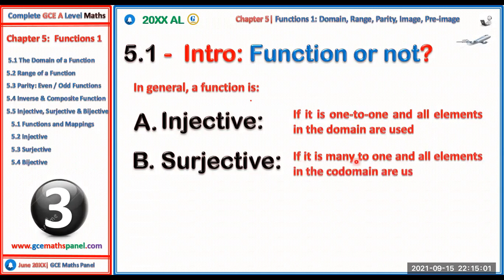So equally, if it is many to one, then we say it is surjective, but all the elements in the domain should be used. And equally, a function is bijective if it is both injective and surjective, like you saw in that last example.